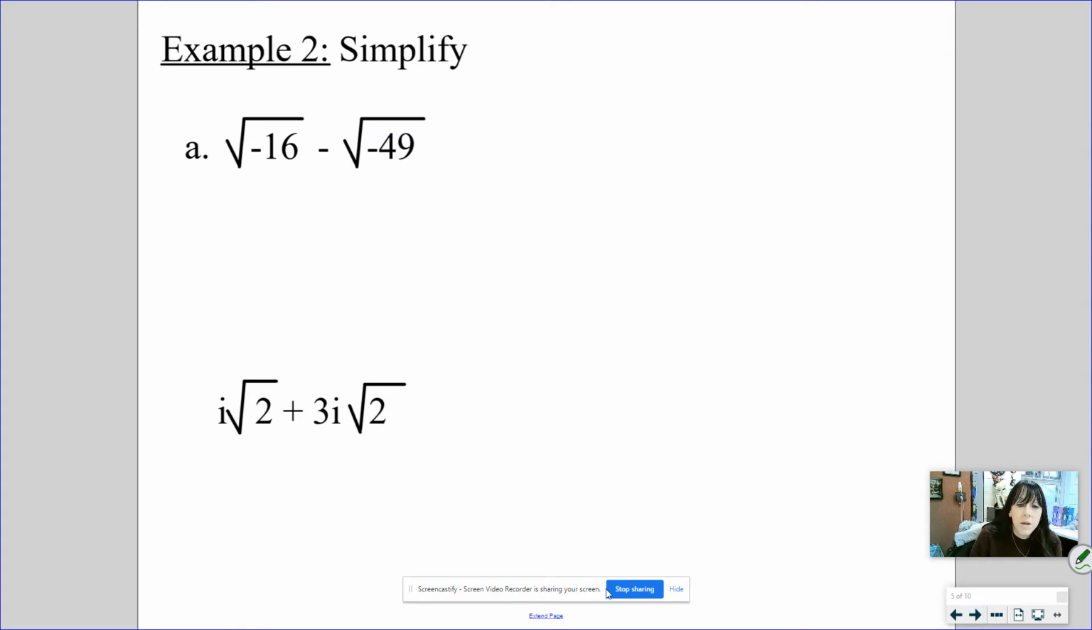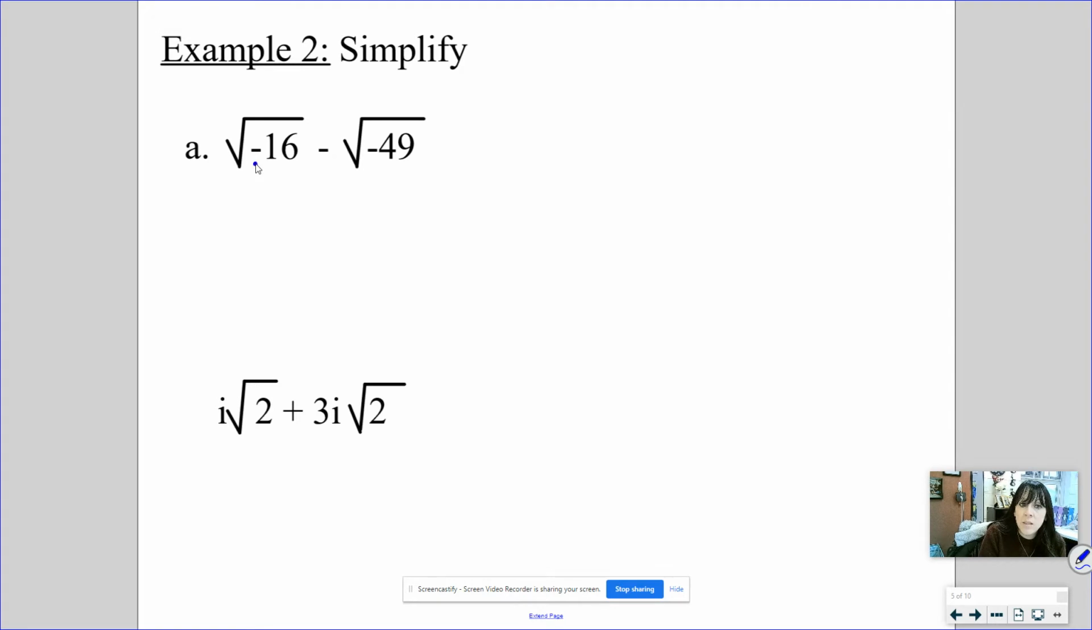Okay, so second type of example is simplifying again, but we're being asked to add or subtract. And in order to add or subtract something with radicals or even imaginary numbers, they have to be like terms. So these two terms in example A are not like terms.